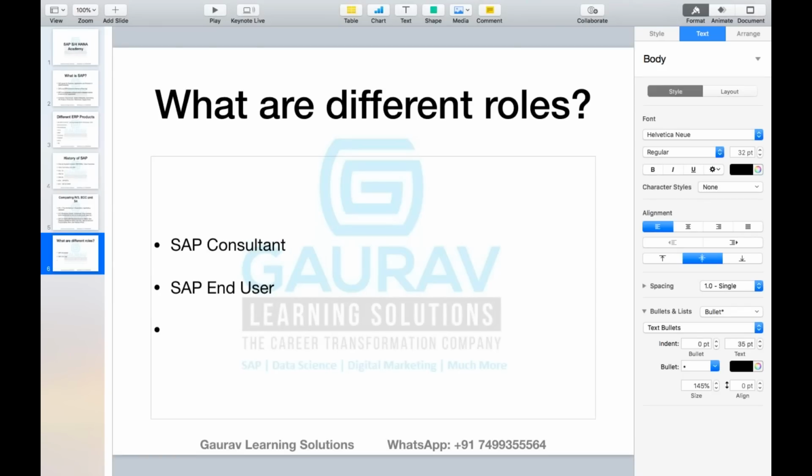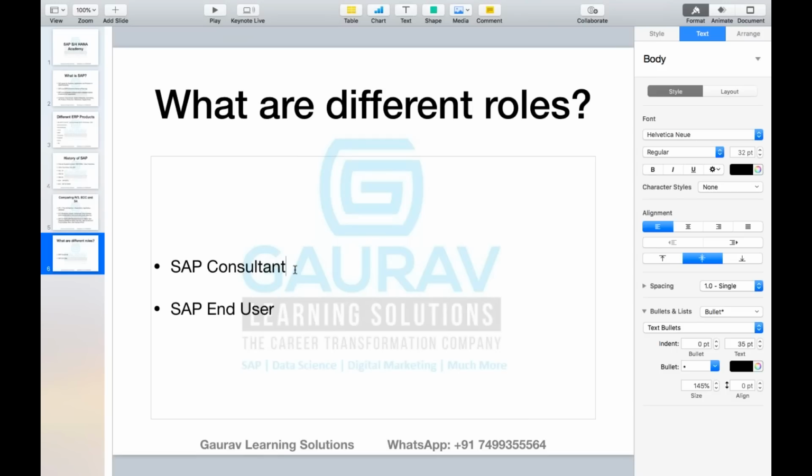Okay. And then, okay, let me first clarify these two things. These are very important to understand. What are we doing here? Are we taking the training on SAP Consultant or are we taking the training on SAP End User?